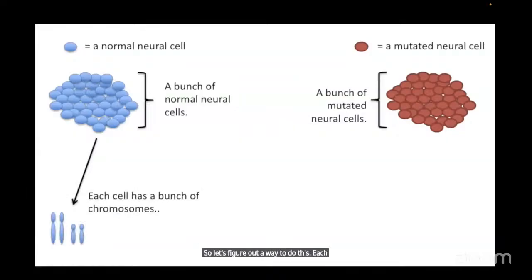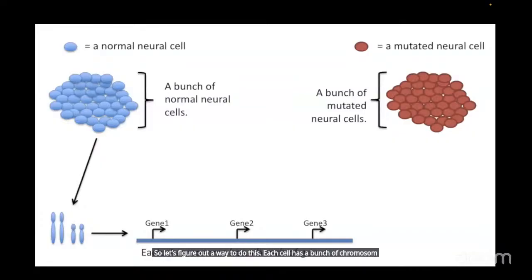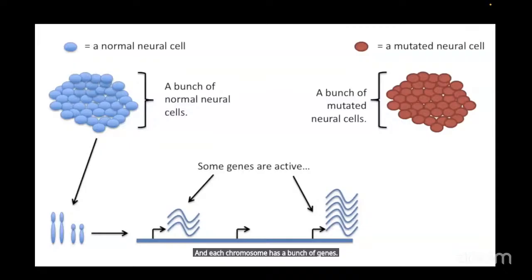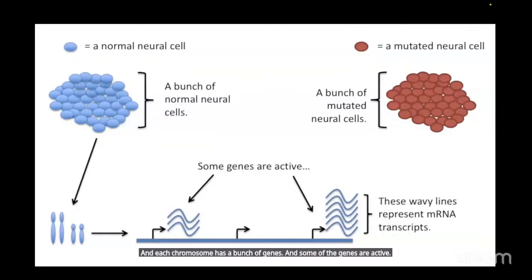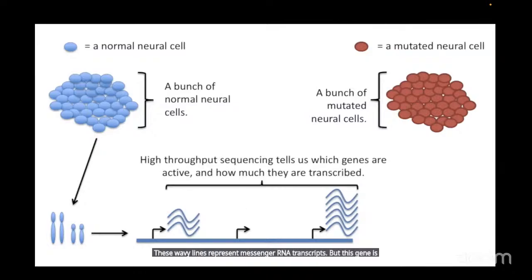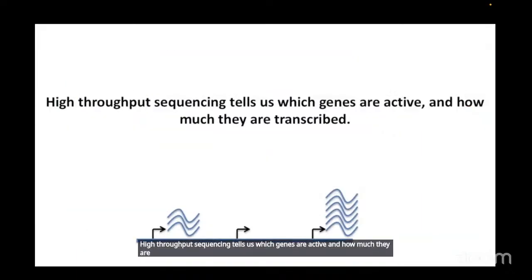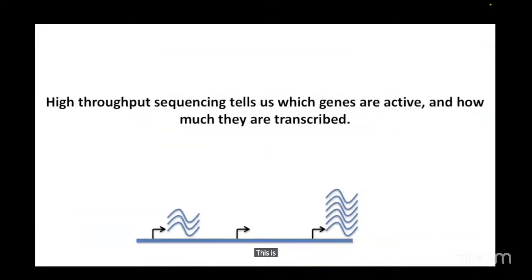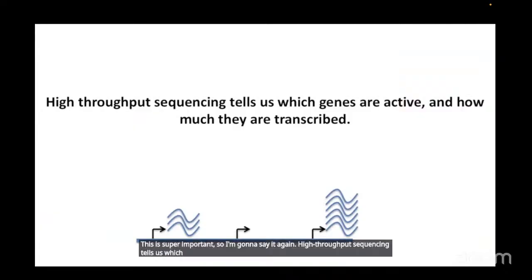Each cell has a bunch of chromosomes, and each chromosome has a bunch of genes, and some of the genes are active. These wavy lines represent messenger RNA transcripts. But this gene is not active. High-throughput sequencing tells us which genes are active and how much they are transcribed. This is super important, so I'm going to say it again. High-throughput sequencing tells us which genes are active and how much they are transcribed.